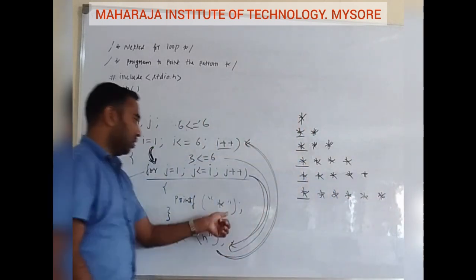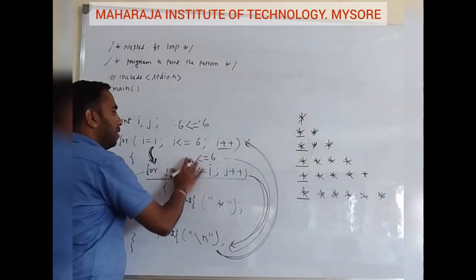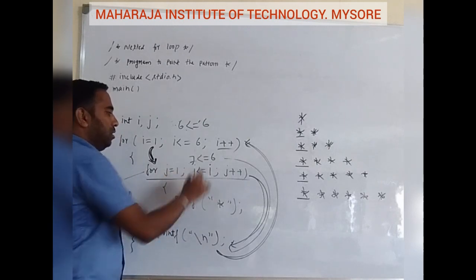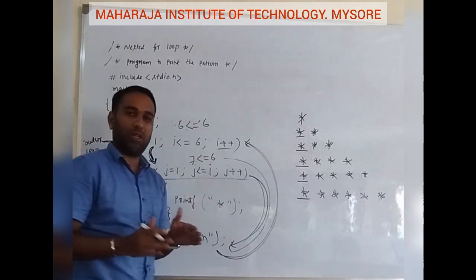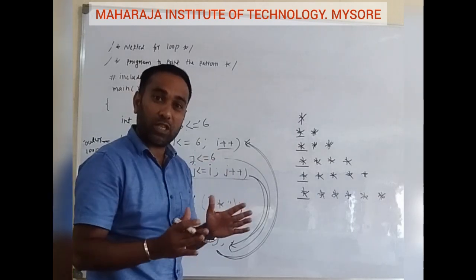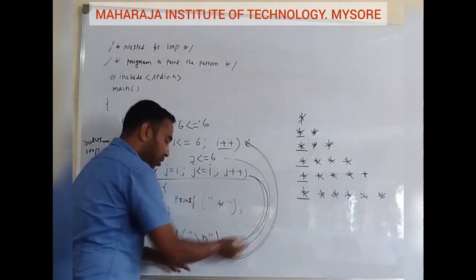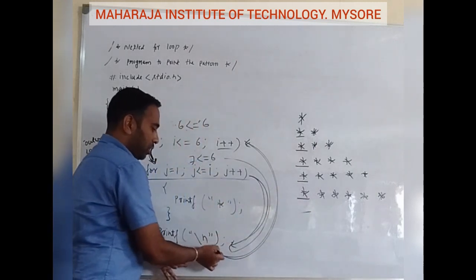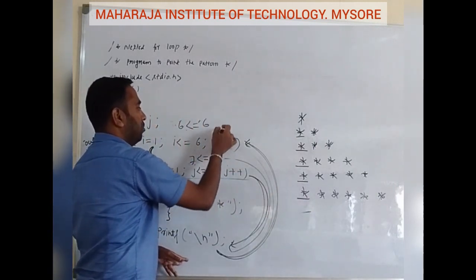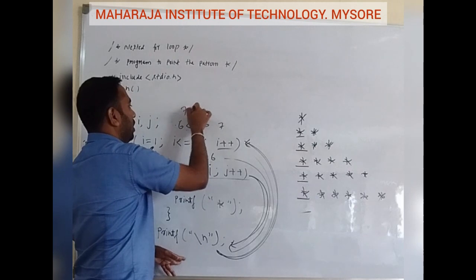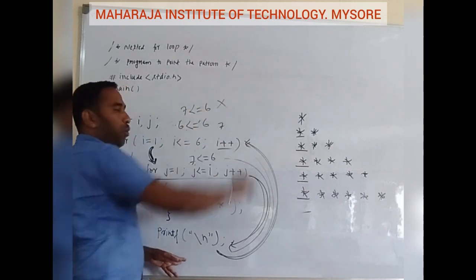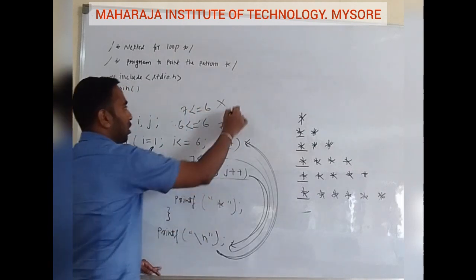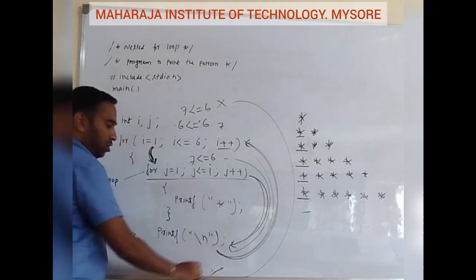6 times. Then j becomes 7. 7 is not less than or equal to 6. It is false. Condition fails. Come out of the loop. It will print the next line. Cursor comes here. Increment i, i becomes 7. 7 is less than or equal to 6? No, the condition fails. The loop completely comes out.